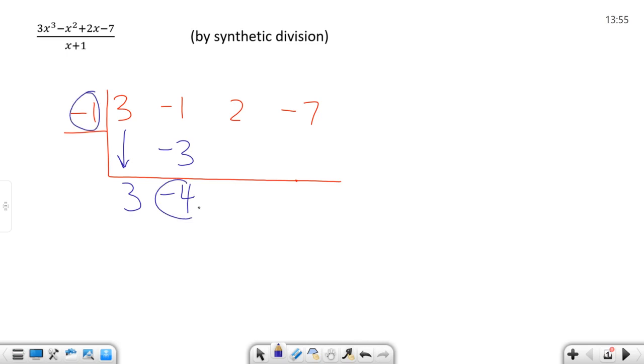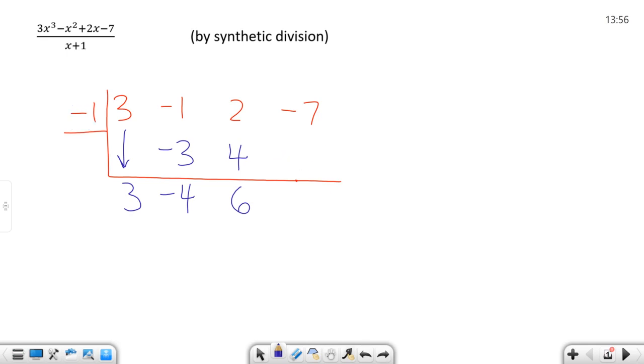We take this -1 times this -4, and we write it right here. So that's -1 times -4 is +4, and then again we use the word add. So 2 plus 4 is 6, and that just means don't change the signs that are out here. They're both positive, keep it positive. Then we start the process over again. -1 times +6, and we write it right here.